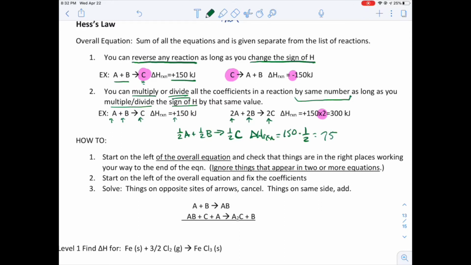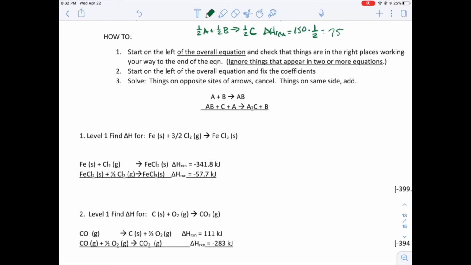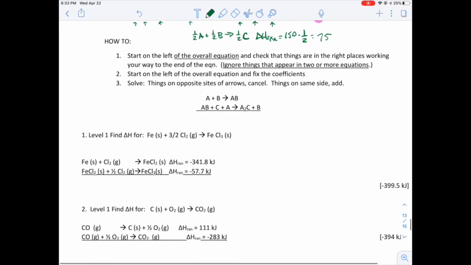So be nice and clear on those ideas. So you can reverse it, and if you reverse it, flip the sign. And you can multiply or divide by any numbers, fractions, whole numbers, as long as you do it to everyone, including delta H. So here's the method. With Hess's law, we have delta H of reactions for this and for this. So we have a delta H of reaction for both of them.